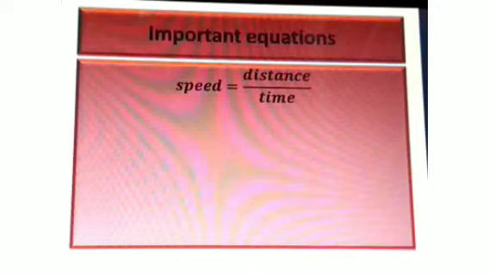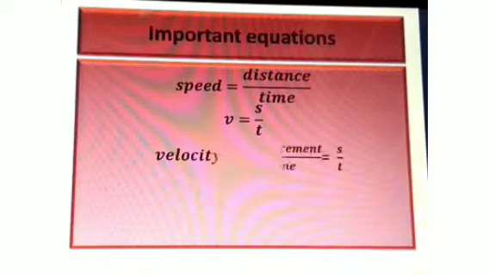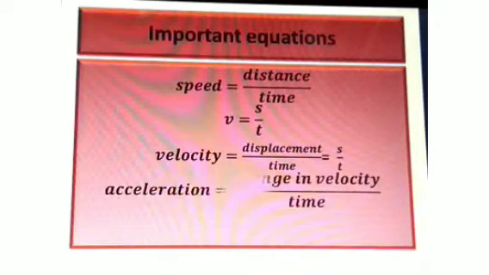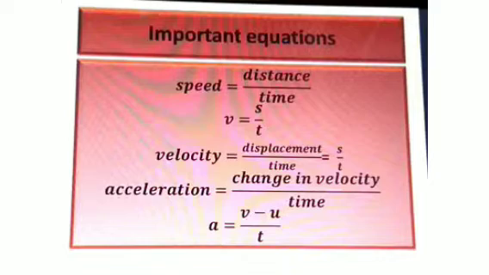The important equations that we studied from this lesson. Speed is equal to distance divided by time, that is, v = s/t. Velocity is equal to displacement divided by time, that is also s/t. Acceleration is equal to change in velocity divided by time: a = (v - u)/t.